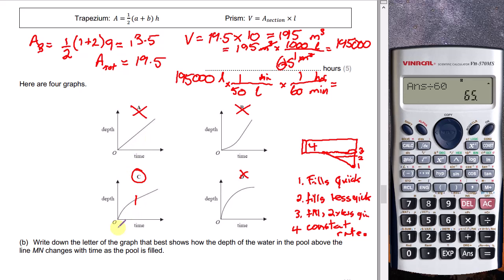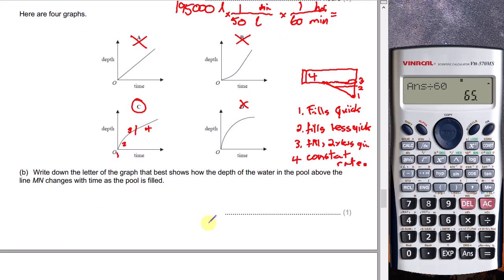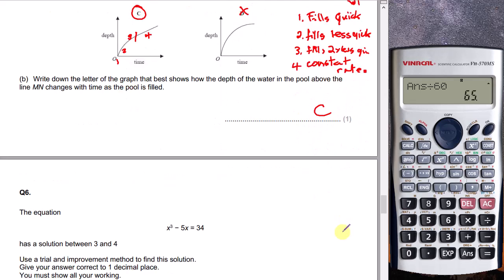So you've got section 1, 2, 3, and 4. And that's why that one works. So put my answer C into the box.